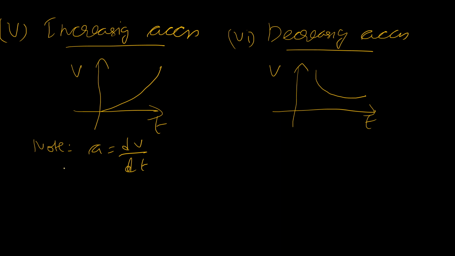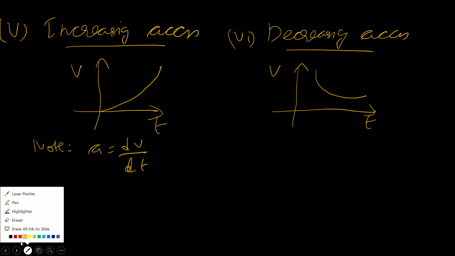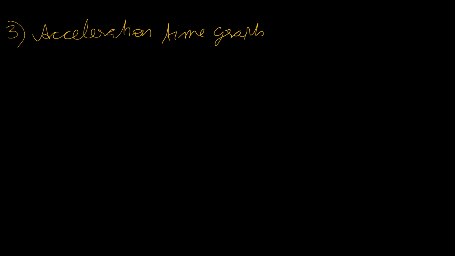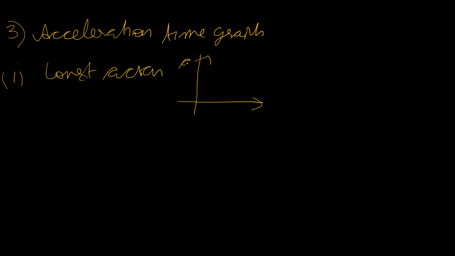Okay. Now let us move on to the last topic for graphs, which is acceleration time graph. Third one, acceleration time graph. First condition, when object is moving with constant acceleration. The acceleration time graph will be like this. A t will be like constant.